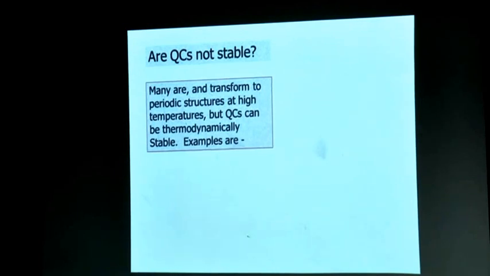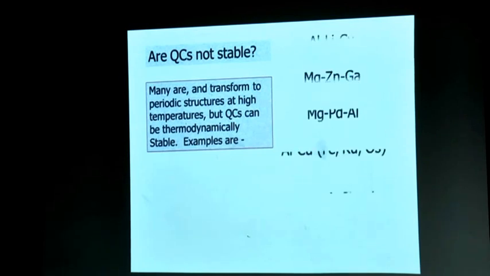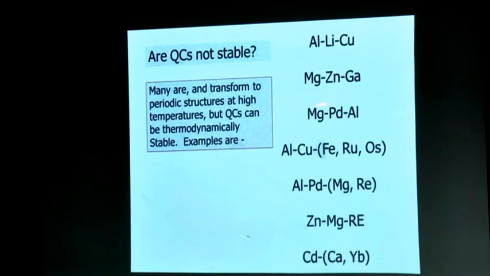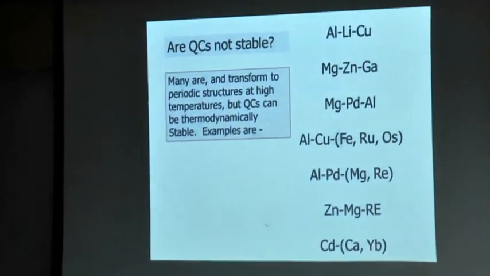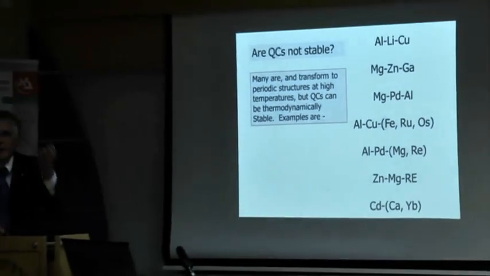Maybe they're not stable. Well, many are not stable. But what does it mean, not stable? It means that if you heat them up to 400 degrees C or so, then they will transform to a periodic phase. But at room temperature, they're all stable. Anybody could study them at room temperature. And then there are some that are stable. Stable means that they melt congruently. For those of you not in the field, it means that you heat them up, and until they melt, they will not transform into any other phase.